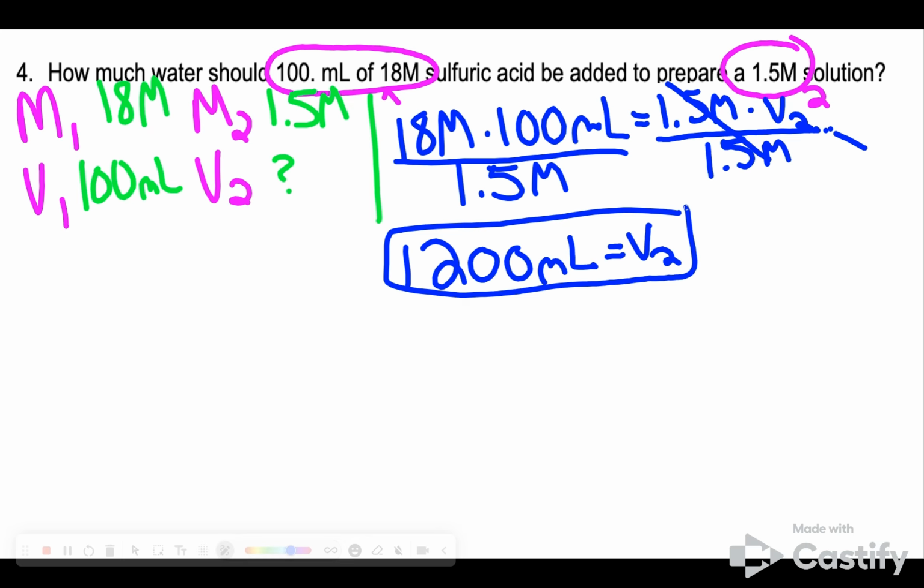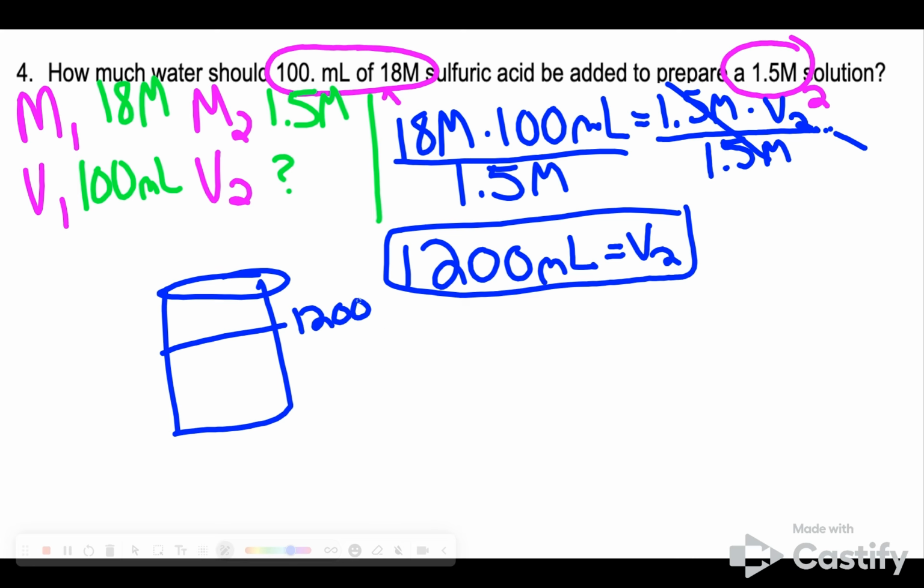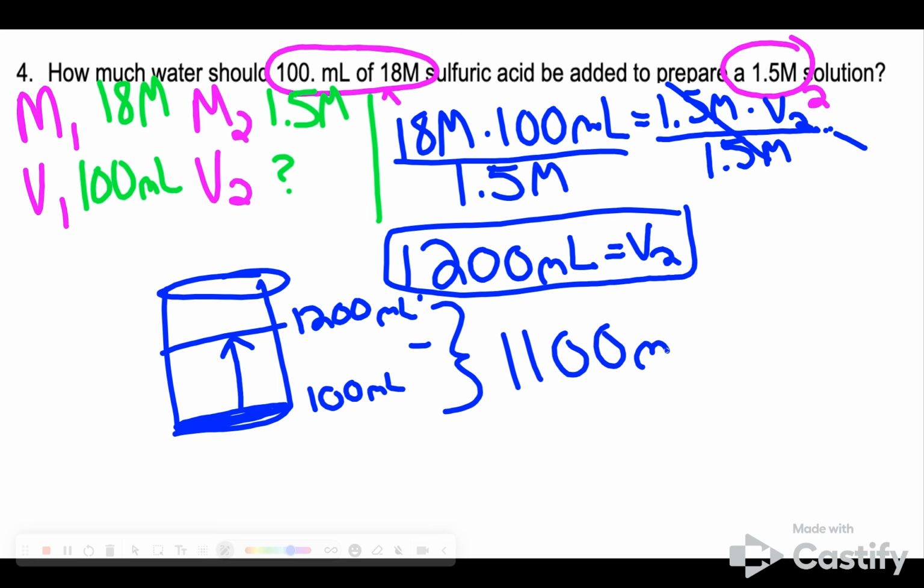Now this doesn't give you the answer though, because it says how much water should 100 milliliters of 18 molar be added to prepare. So if you think of this as a container, your container has a total amount of 1,200 milliliters. But then you started at the bottom here with 100 milliliters of that acid. So in order to go from 100 all the way up to the 1,200 mark, you have to subtract these here, and you're only adding 1,100 milliliters of water.